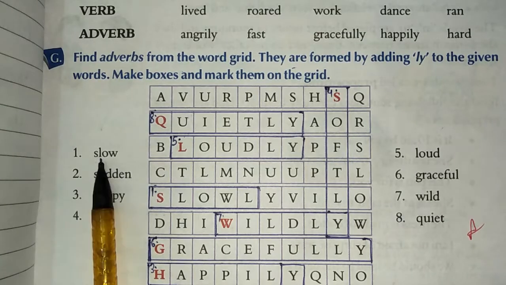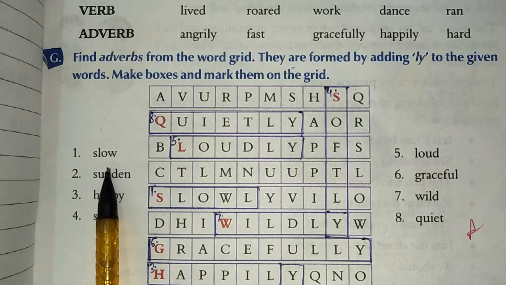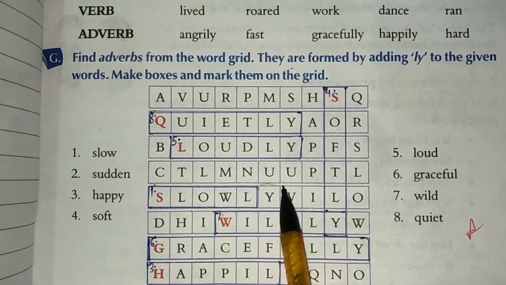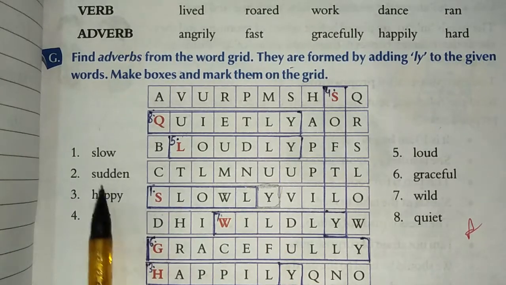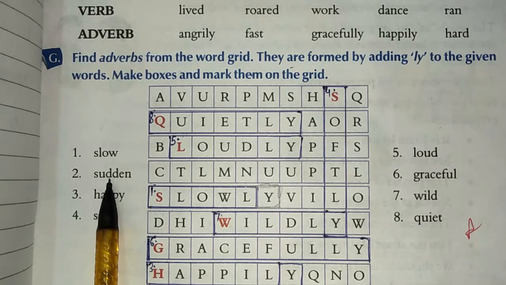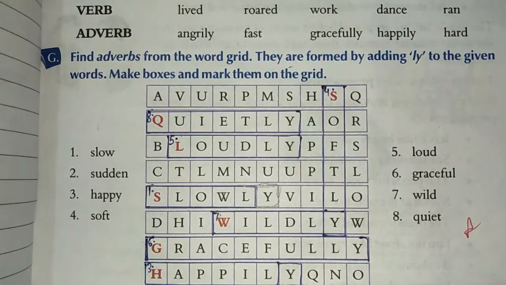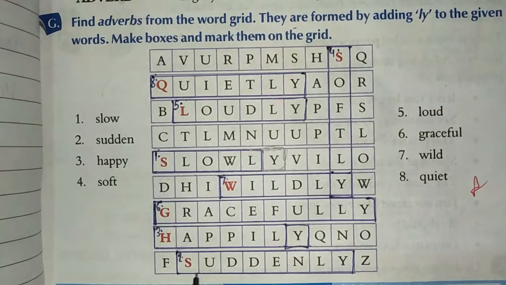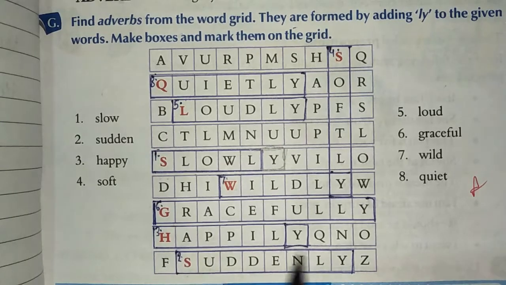So first word is slow. अब slow के लिए हमें adverb कहाँ पे मिलेगा? और उसमें ly ऐड भी होना चाहिए. ठीक है, so this is number 1, slow. SLOWLY. Okay, so take a scale and make a box and write number 1 here. Number 2 is sudden. तो sudden से हमें एक adverb create करना है. So see in the last line of your grid, this is suddenly. SUDDENLY. Suddenly is here. So write number 2 and make box.